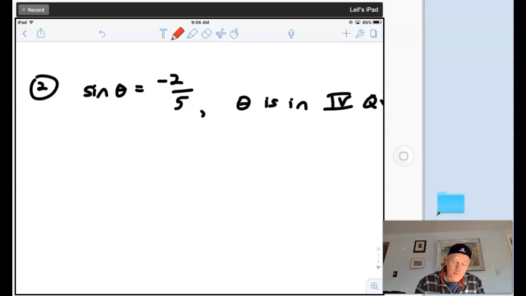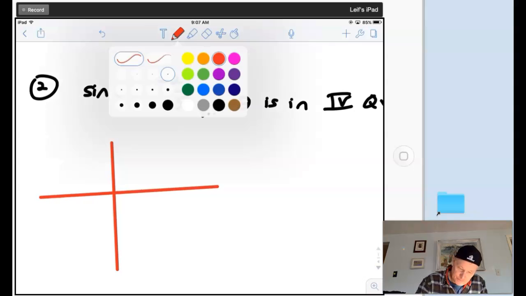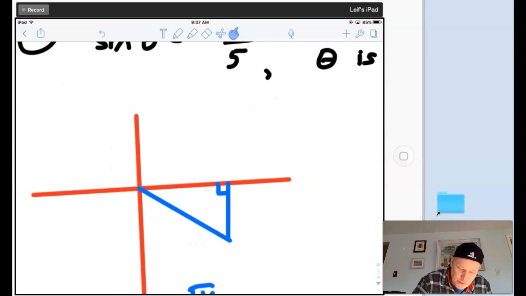Theta is in quadrant 4. I'll show you a different way to do this also. If I draw my triangle, you can do it this way. The fourth quadrant is down here, which means my angle goes down here, and here's the right angle. Theta always goes between the x-axis and that line I drew in there, okay?